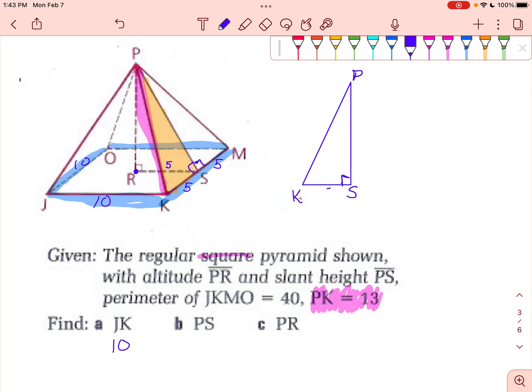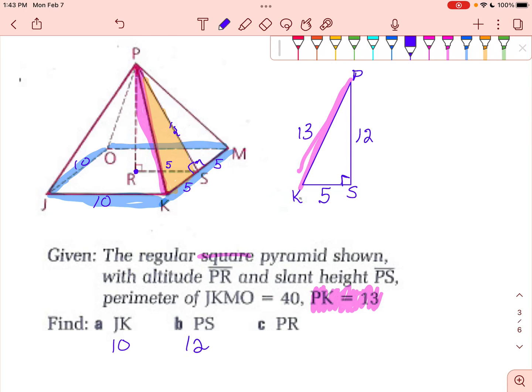And I know that SK is 5. I know that they gave me PK. Oh yes, here we go. They gave me PK is 13. And so therefore PS has to be 12. Okay, so we have our PS of 12. And again, just using those colors, sometimes these numbers get so mixed in here, but the PS is 12.